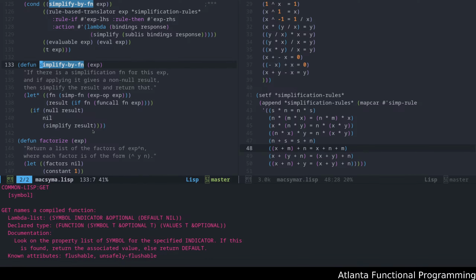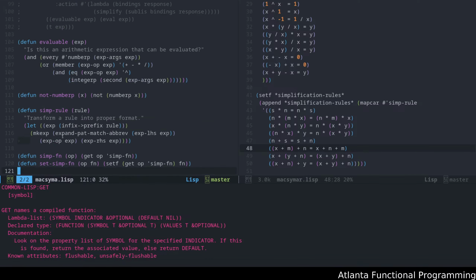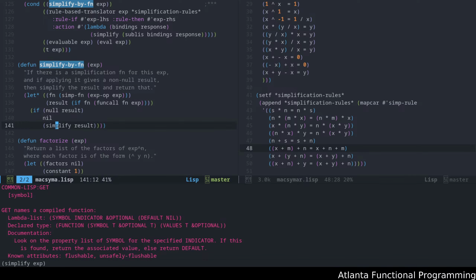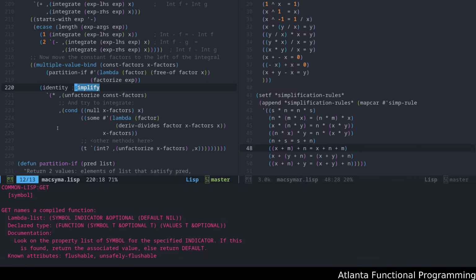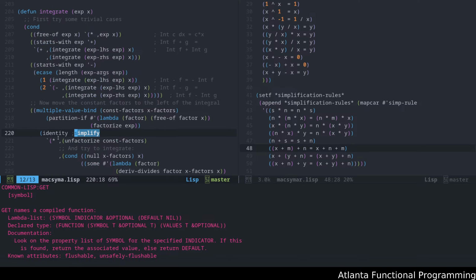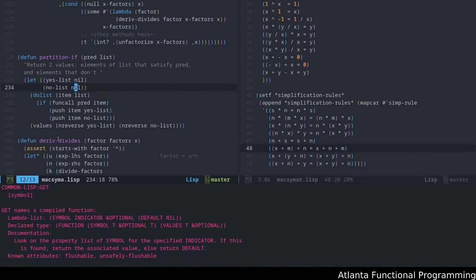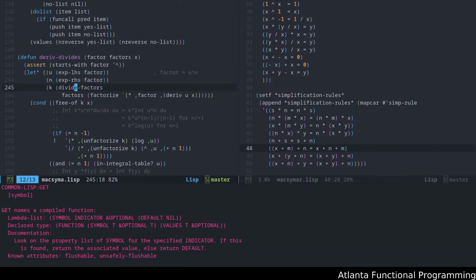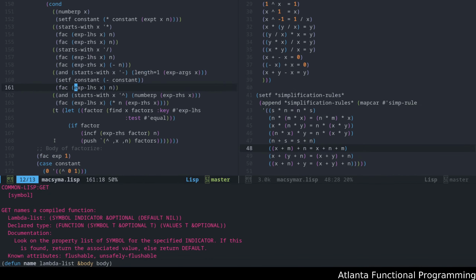Otherwise, we can further simplify the result. That's calling the other recursive rule that we actually provided, which uses the lookup tables to deal with the actual implementation details of simplifying the equations. So ignore some of this stuff. This is all about what we're going to be covering today, which is integration.